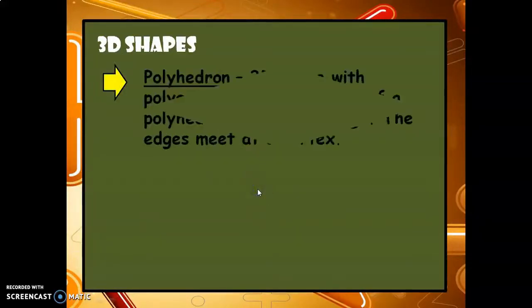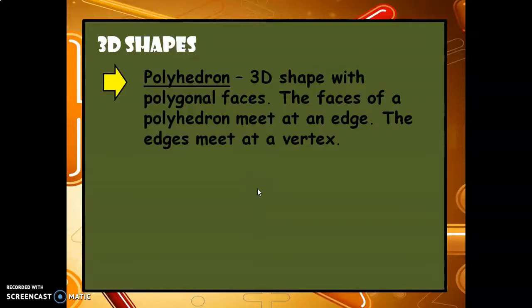All right, so before I give you the first example, let's try to define what a polyhedron is. Basically, a polyhedron is a 3D shape with polygonal faces. So all the faces must be polygons. If one of the faces is not a polygon, it is not considered a polyhedron.